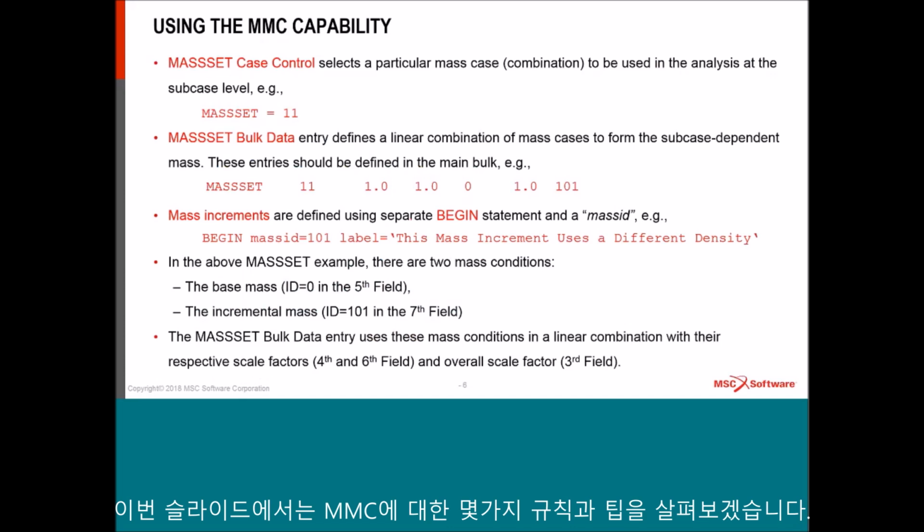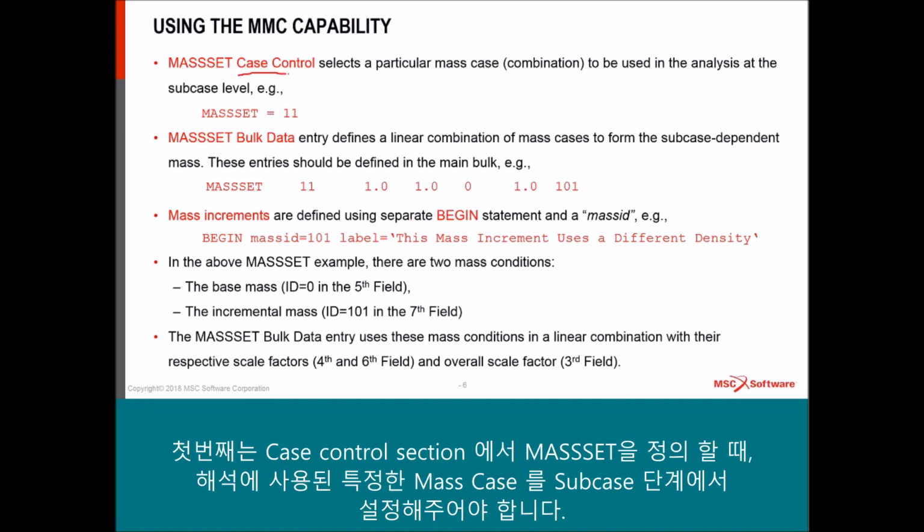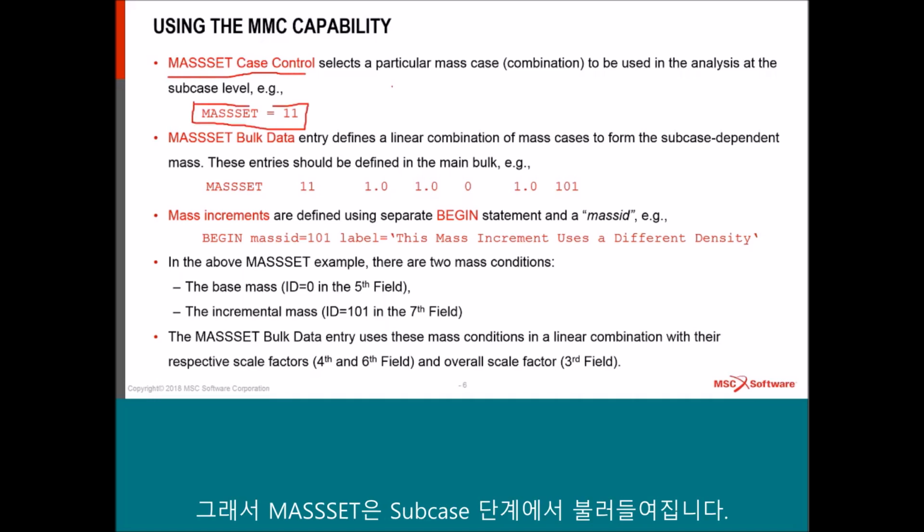So here are a couple of rules and tips in using the MMC capability. There are really three components that you need to keep in mind when you're enabling the MASSSET capability. The first is, again, the MASSSET case control, which selects a particular mass case or combination to be used in the analysis at the subcase level. So you're calling this out at your subcase level.